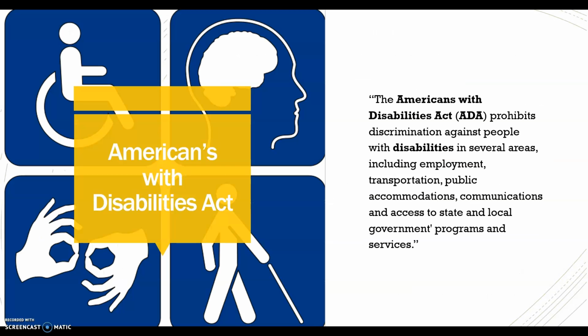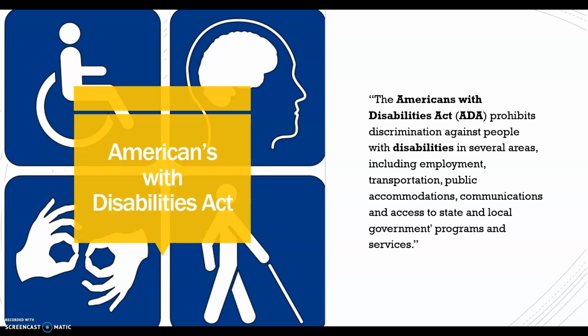The Americans with Disabilities Act prohibits discrimination against people with disabilities. So this basically says that we can't discriminate against somebody just because they have a disability, and that if somebody does have a disability, we need to make reasonable accommodations. So for example, if somebody is, let's say, on the autism spectrum, they don't have to disclose that to an employer, and the employer can't not hire them because of that.